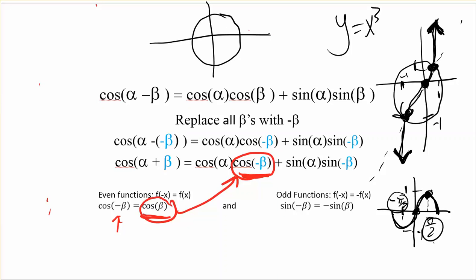Let's see. If you take a value of pi over 4, the sine value there is the square root of 2 over 2. But if you take the negative pi over 4, then the sine value for negative pi over 4, it's in the fourth quadrant, so the y values are all negative. So this would be a negative square root of 2 over 2. And the same can be said about any value.